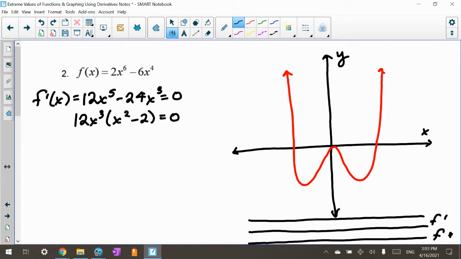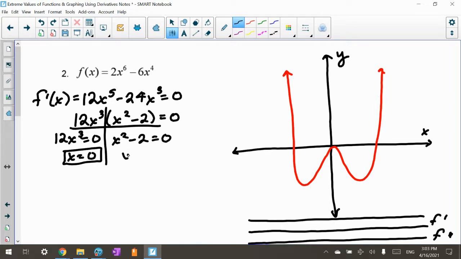All right, now I'm going to put each piece of this equal to 0. So I have 12x cubed equals 0, x equals 0 after I divide by 12 and raise it to the 1/3 power. I have x squared minus 2 equals 0, x squared equals 2, x is plus or minus radical 2. Excuse me.